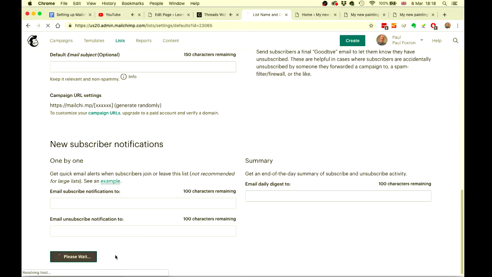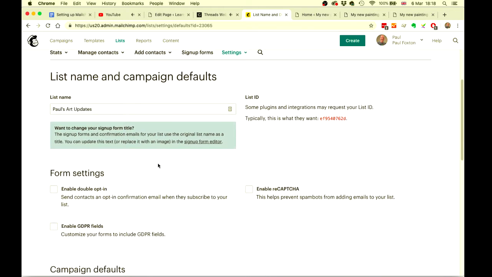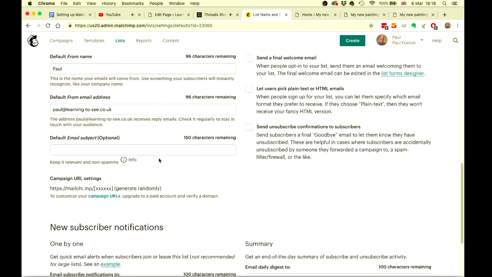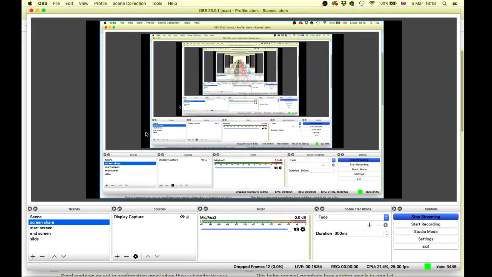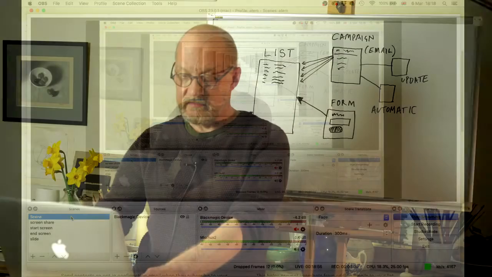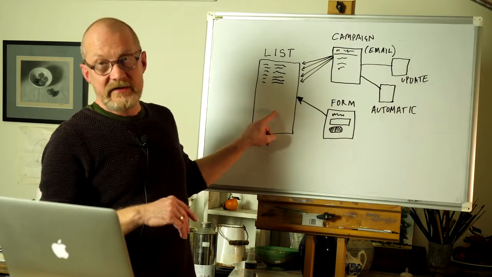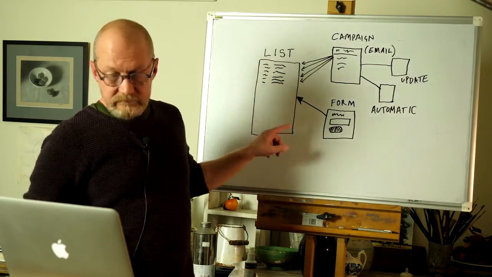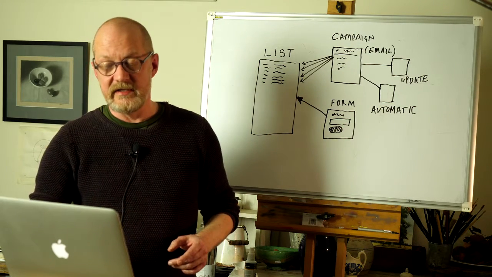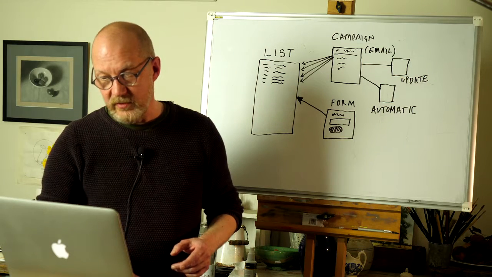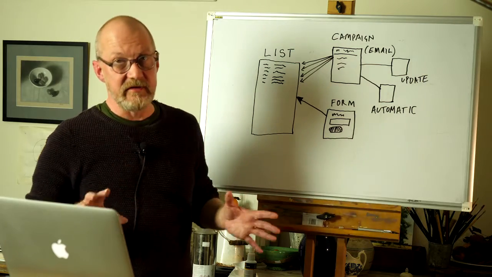When you've come to the end of this, save the defaults, and now you have your list properly set up, okay? That's really all you need to do. That's this bit here. You have set up now, okay? Really, all we've done at this point is absolutely the bare bones. I wouldn't worry about any of the other options at the moment.